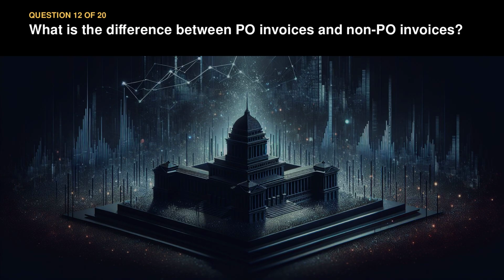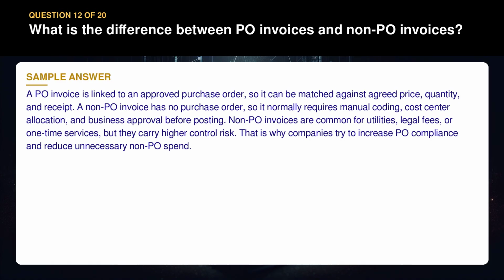Question 12. What is the difference between PO invoices and non-PO invoices? A PO invoice is linked to an approved purchase order, so it can be matched against agreed price, quantity, and receipt. A non-PO invoice has no purchase order, so it normally requires manual coding, cost center allocation, and business approval before posting. Non-PO invoices are common for utilities, legal fees, or one-time services, but they carry higher control risk. That is why companies try to increase PO compliance and reduce unnecessary non-PO spend.